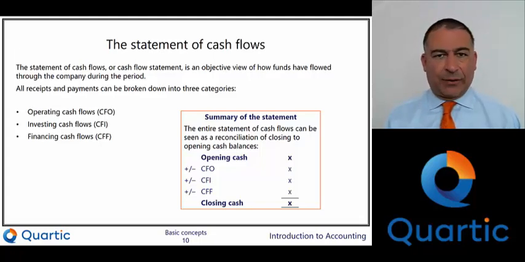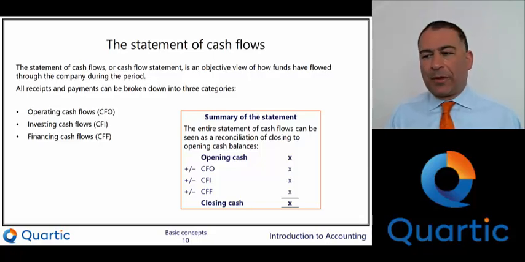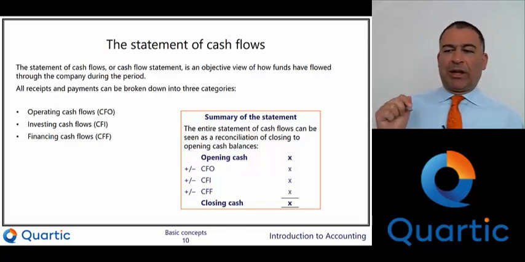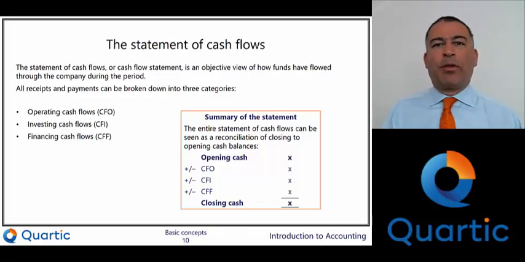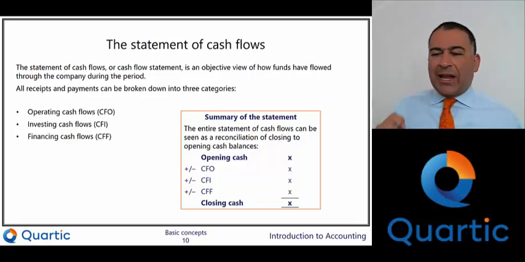Let's now talk about the cash flow statement. Now, this does not use what's called accruals. This uses pure cash. What cash came into the company, what cash went out from the company. So it's a very objective view. A lot of analysts will rely on the cash flow statement more than they will rely on the income statement. We'll see why shortly. So the cash flow statement, purely objective.